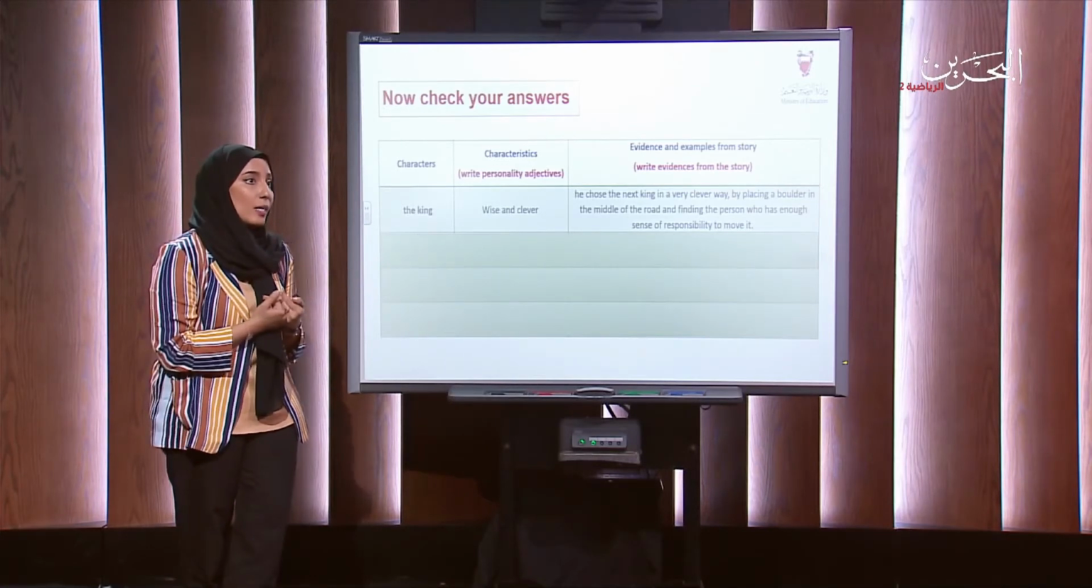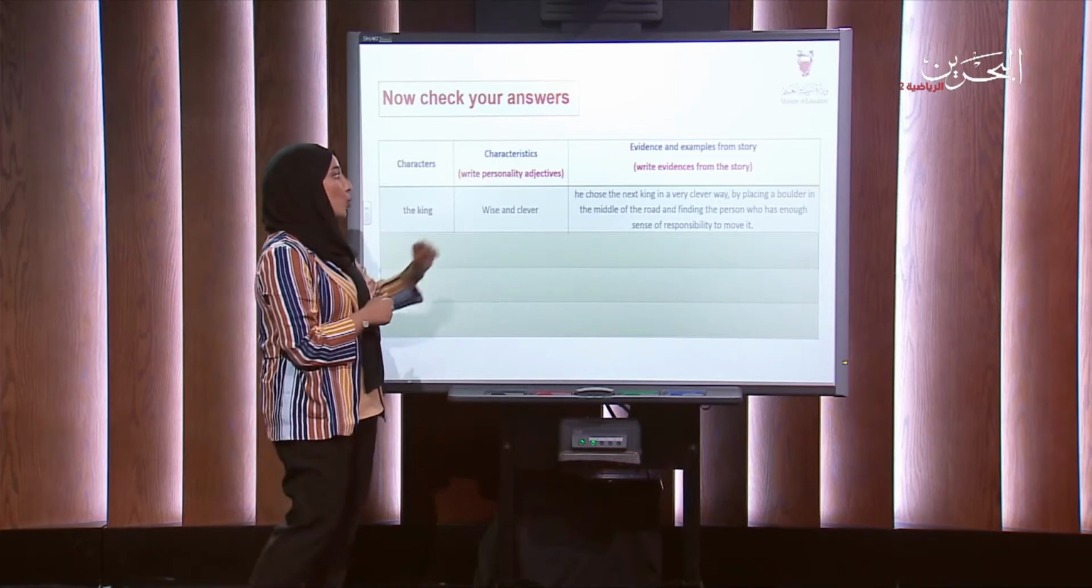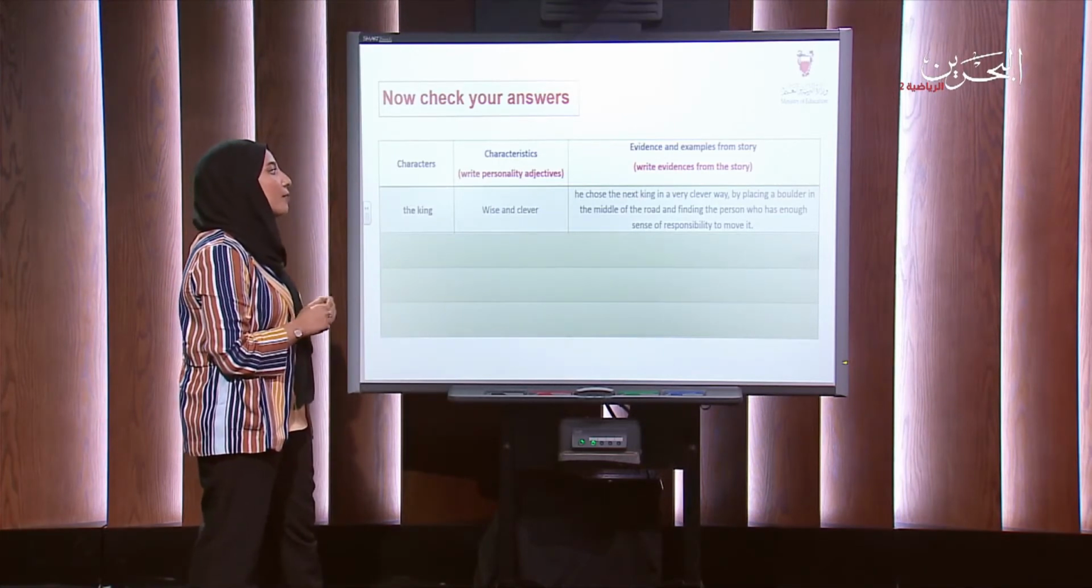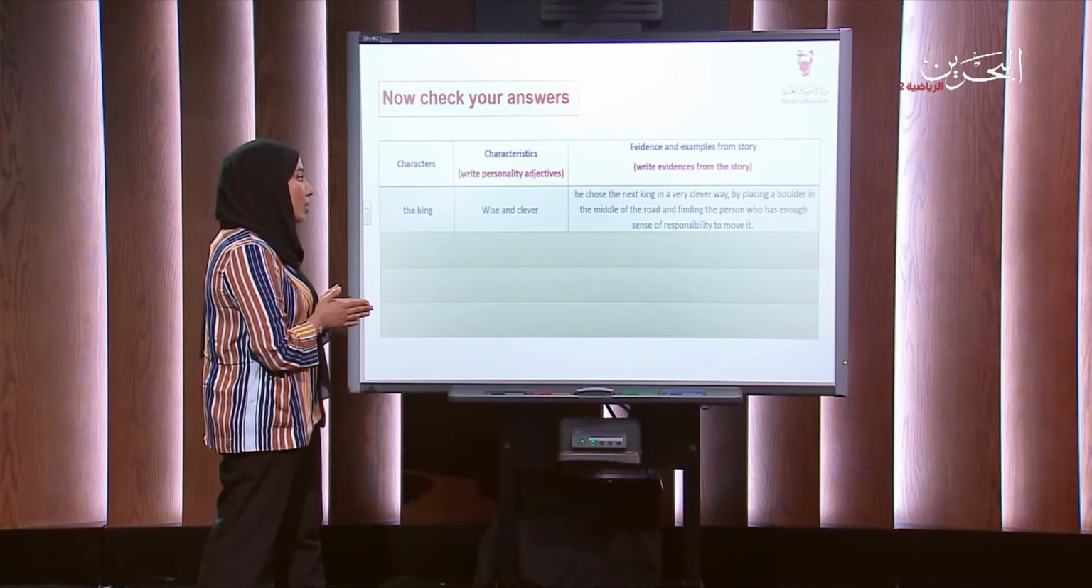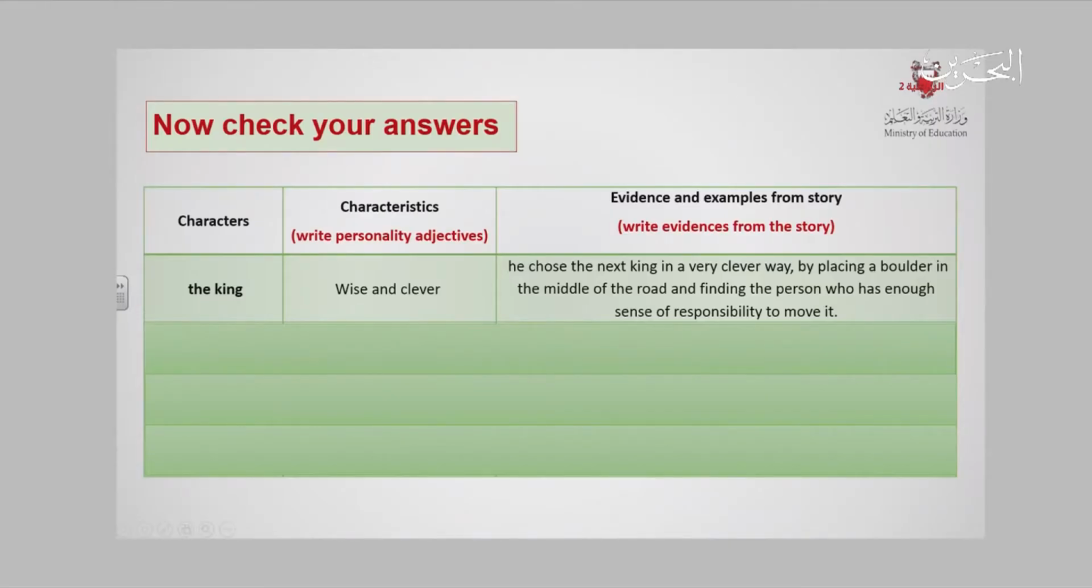Why did I say he is wise and clever? Because from the text, he chose the next king in a very clever way by placing a boulder in the middle of the road and finding the person who has enough sense of responsibility to move on. So again, the direct message describing the characteristics of the character was very clever, whereas the wise was embedded by telling you that he created a problem, and then whoever is going to provide a solution for that problem, he or she will be the king.